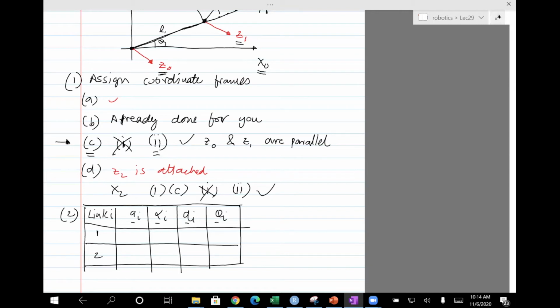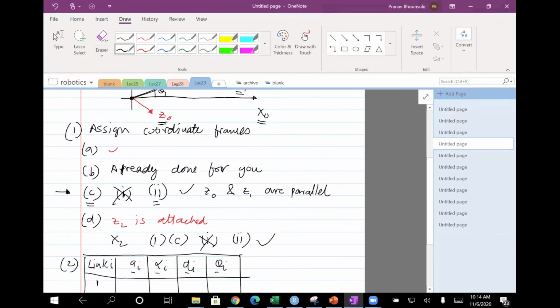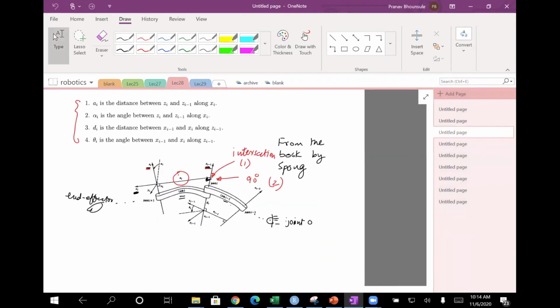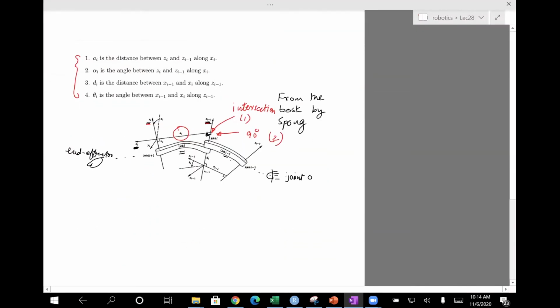So if you go back to my last lecture, I actually showed you what these distances are, right? a_i is the distance between z_i and z_i minus 1 along x_i, and alpha_i is the angle between z_i minus 1 and z_i along x_i. I think it's very difficult to parse this information. Somehow it's very hard for me to actually look at this information to populate the table.